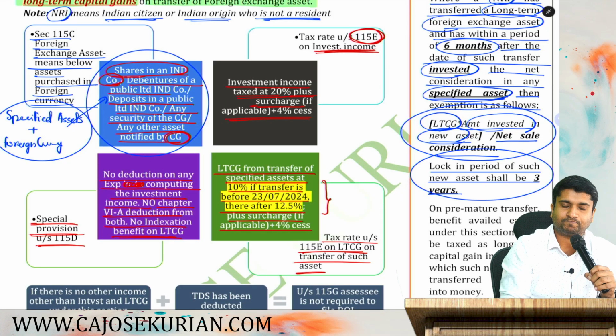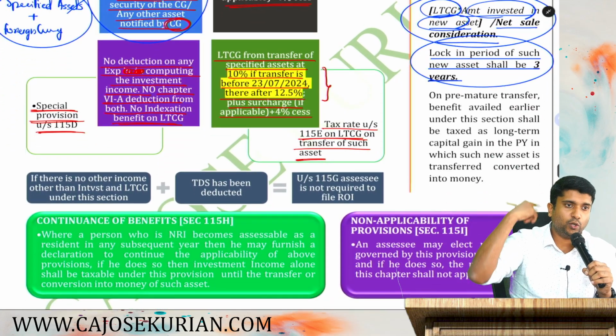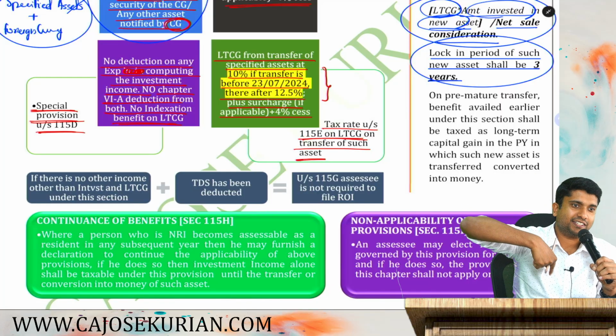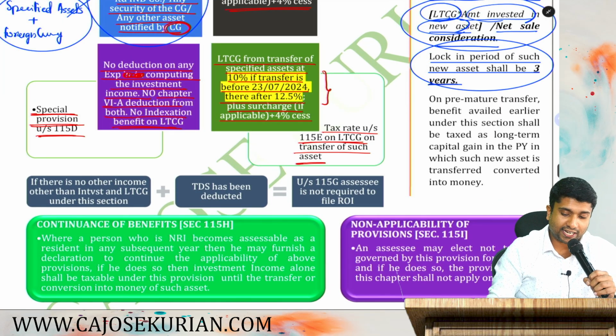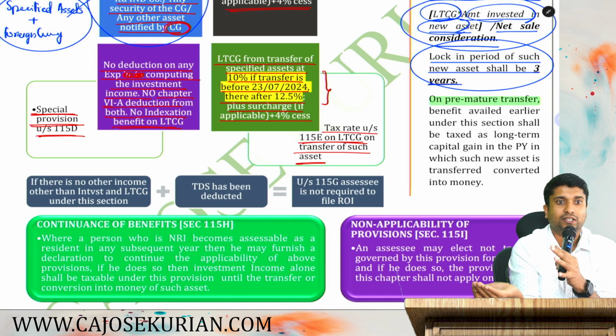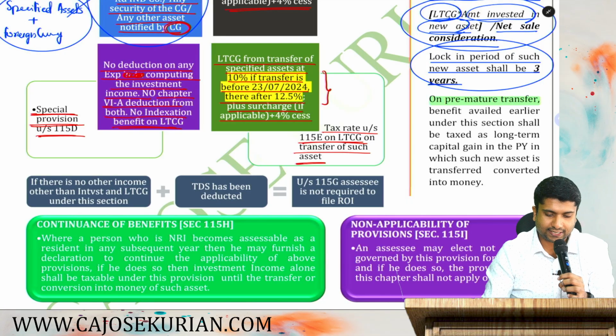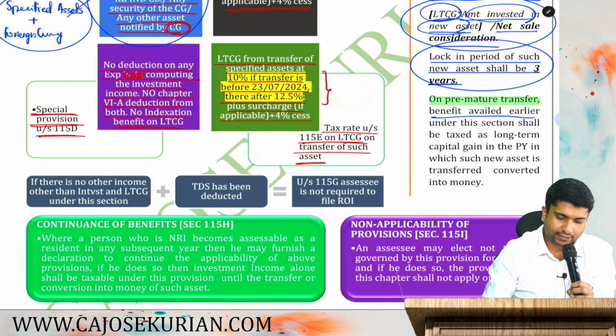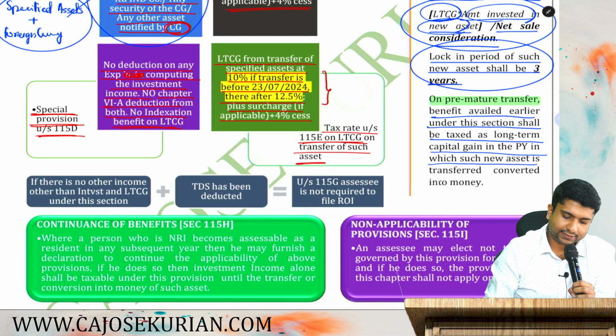Are you with me? What if you don't satisfy that lock-in period condition? What if there's a premature transfer? What do you mean by premature transfer? Before 3 years, you are transferring that particular asset. In such a case, the benefit availed earlier under this section shall be taxed as long-term capital gain in the previous year in which such asset is transferred or converted into money.